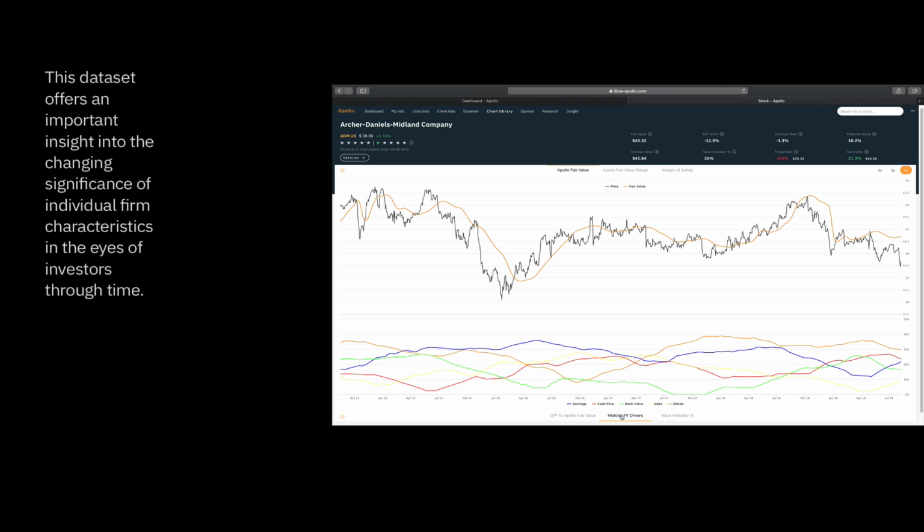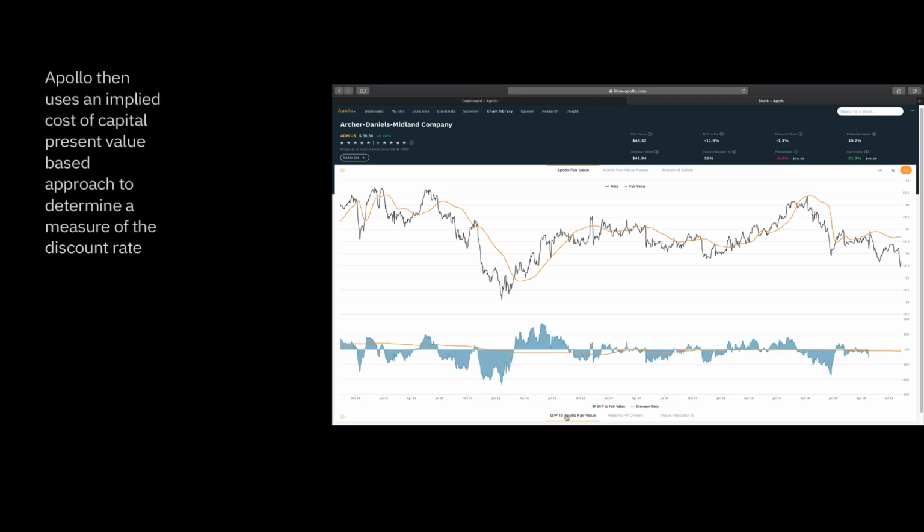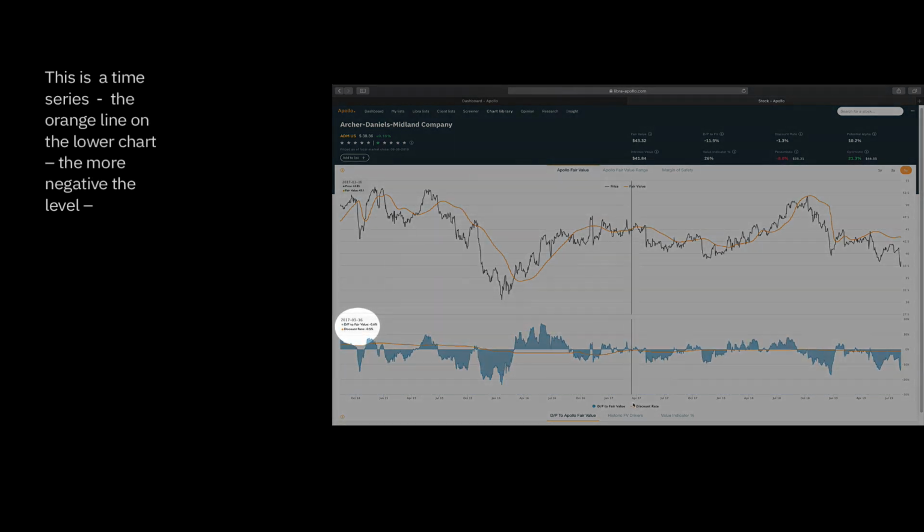Apollo then uses an implied cost of capital present value-based approach to determine a measure of the discount rate being applied to the estimate of future cash flows. We can see this in the form of a time series as the orange line on the lower chart. The more negative the level, the greater the discount rate.